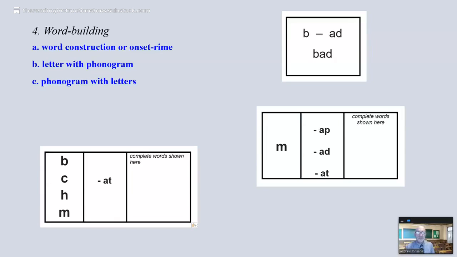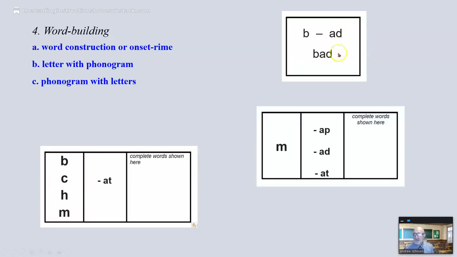Now, word building, constructing words based on onset and rhyme. Onset is the beginning sound, rhyme is the word family. You can do it letter phonogram or phonogram letter. Here's different letters, add a phonogram to it. You can either write or say the complete word. Here's the letter, add phonograms to. Now you can use Scrabble letters or cards, or you decide how to use it. But word building is any time you put letters and word groups together to create a word.